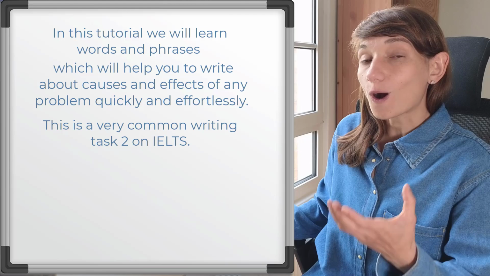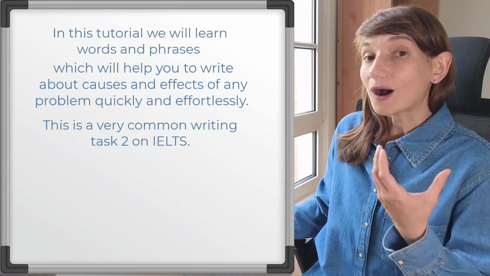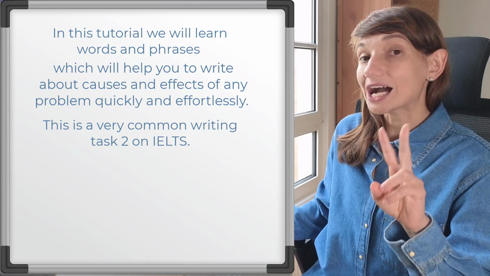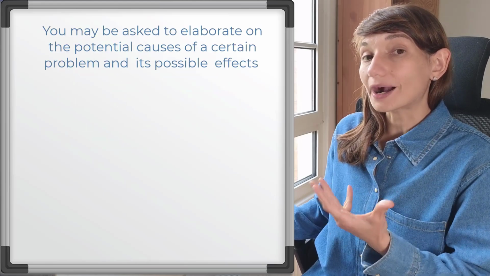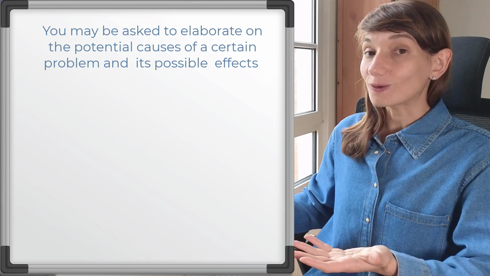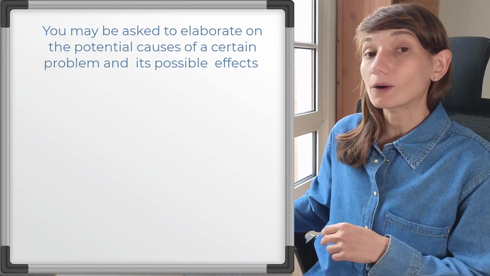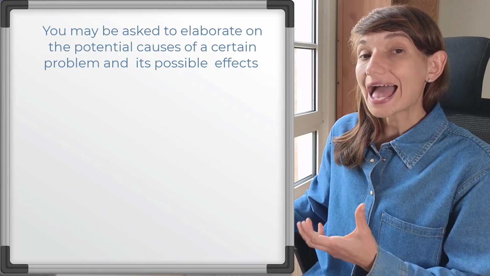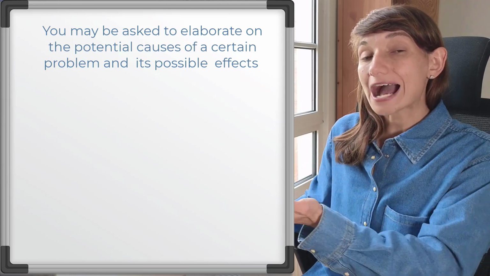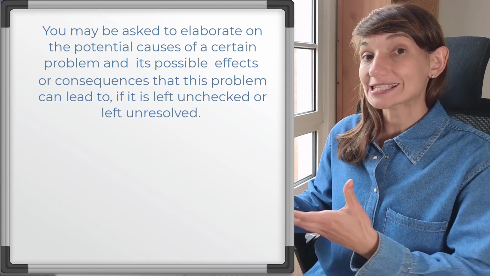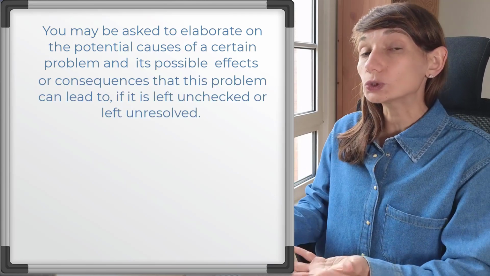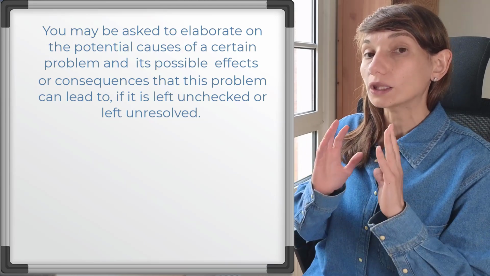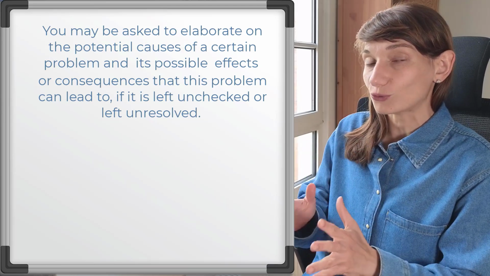This is a very common task on the writing section of IELTS, the writing task 2, when you are given a problem and you are asked to elaborate on potential causes of this problem and possible effects or consequences that this problem can lead to if it is left unchecked or left unresolved.